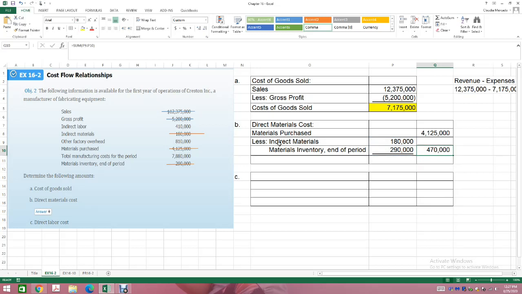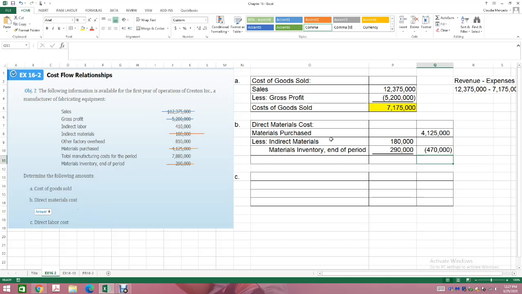Now it needs to be deducted. It's less. So because it needs to be deducted, I need to put it in parentheses, so I'm going to add a minus sign. Okay. I'm going to deduct it. Why? Because indirect materials don't apply. We're wanting to figure out direct materials cost, only direct material cost.